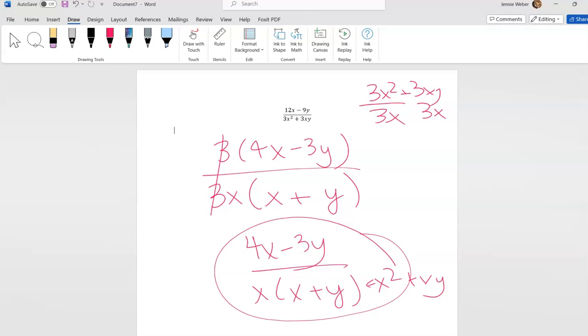But hopefully this helps you with the simplification. Just think fractions. What can I pull out to multiply by that I can then reduce? That's all you're doing. You're reducing fractions.